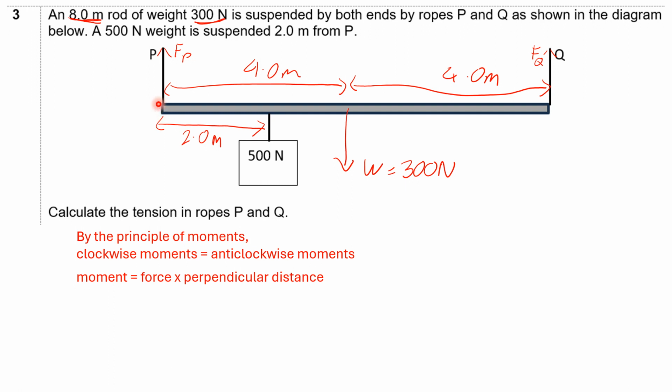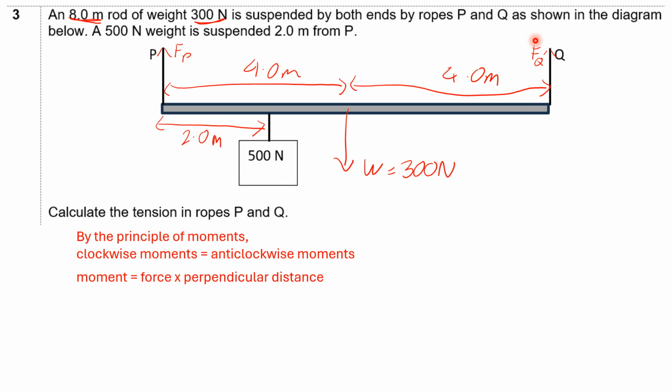In fact, if you wanted to, you could pick this point here as the pivot, or the center of gravity of the weight as the pivot. However, picking either of these points is not very helpful because then you're going to get one equation with Fp and Fq, two different unknowns, and it's probably going to be very hard to solve for them.